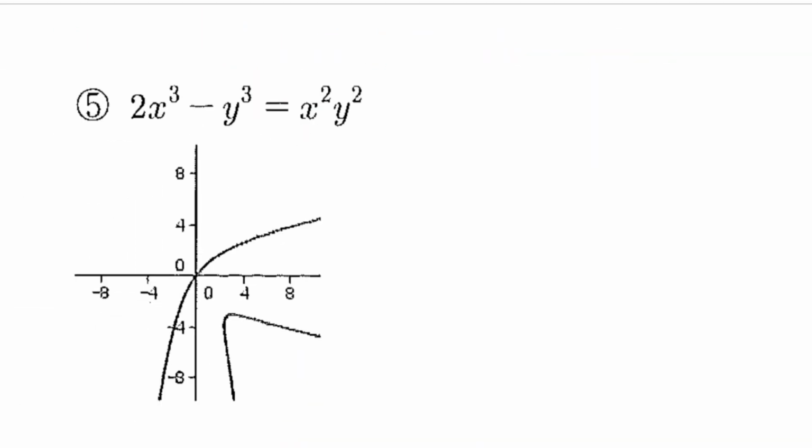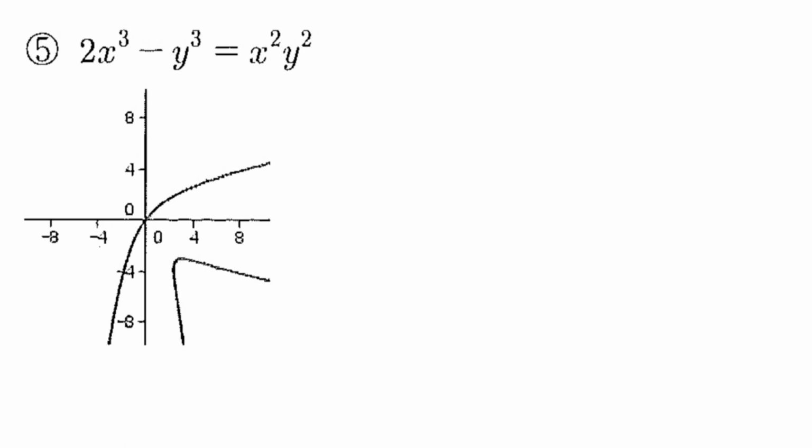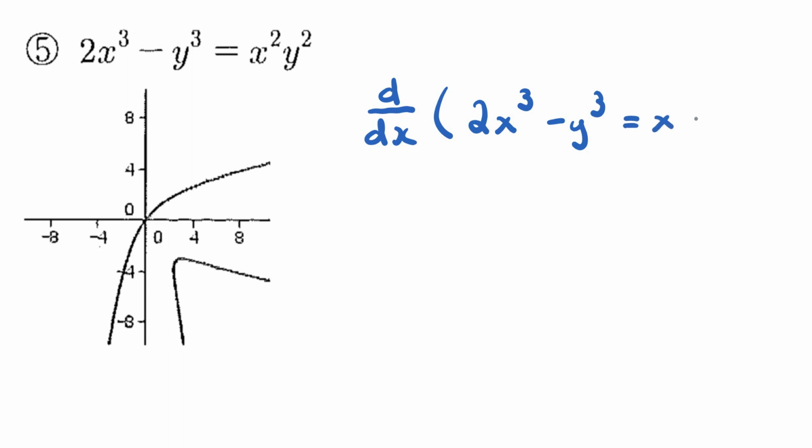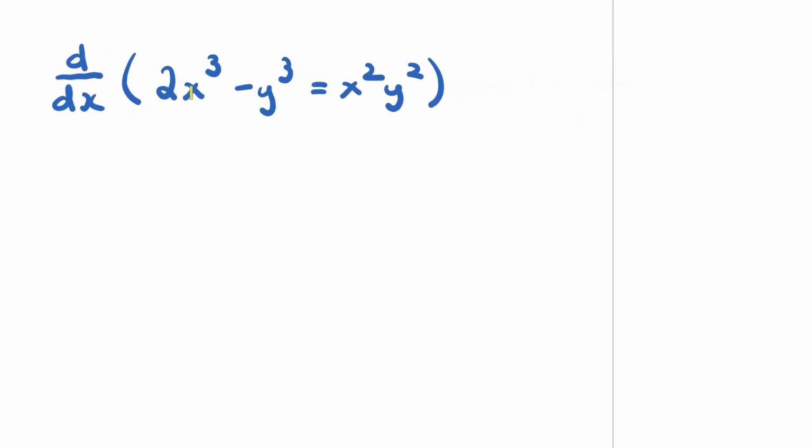Okay, so let's move on to question number 5 here. I've got this weird function. So let's start off by writing d over dx. I want to take the derivative of this function, which is 2x cubed minus y cubed equals x squared times y squared. Okay, so let's go ahead and take the derivative here.